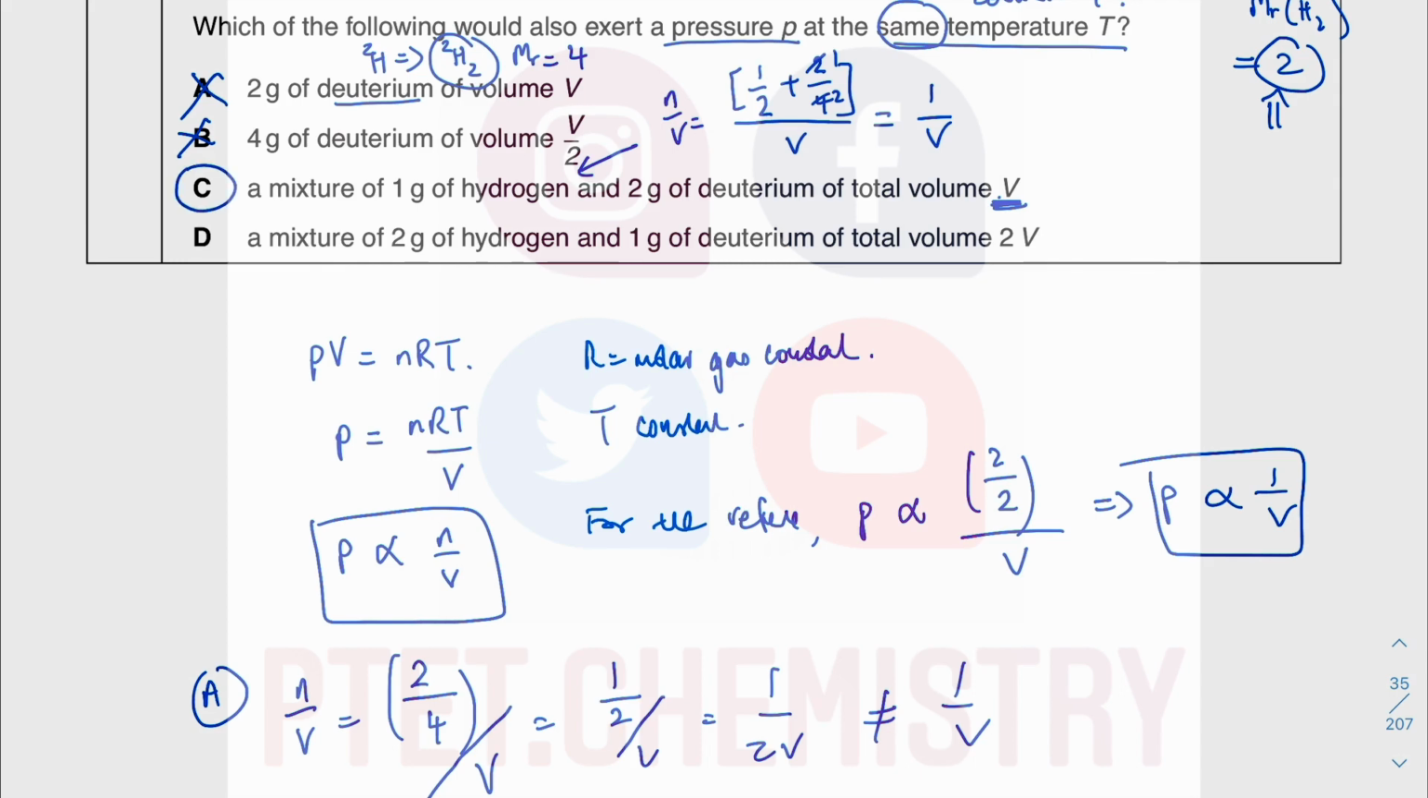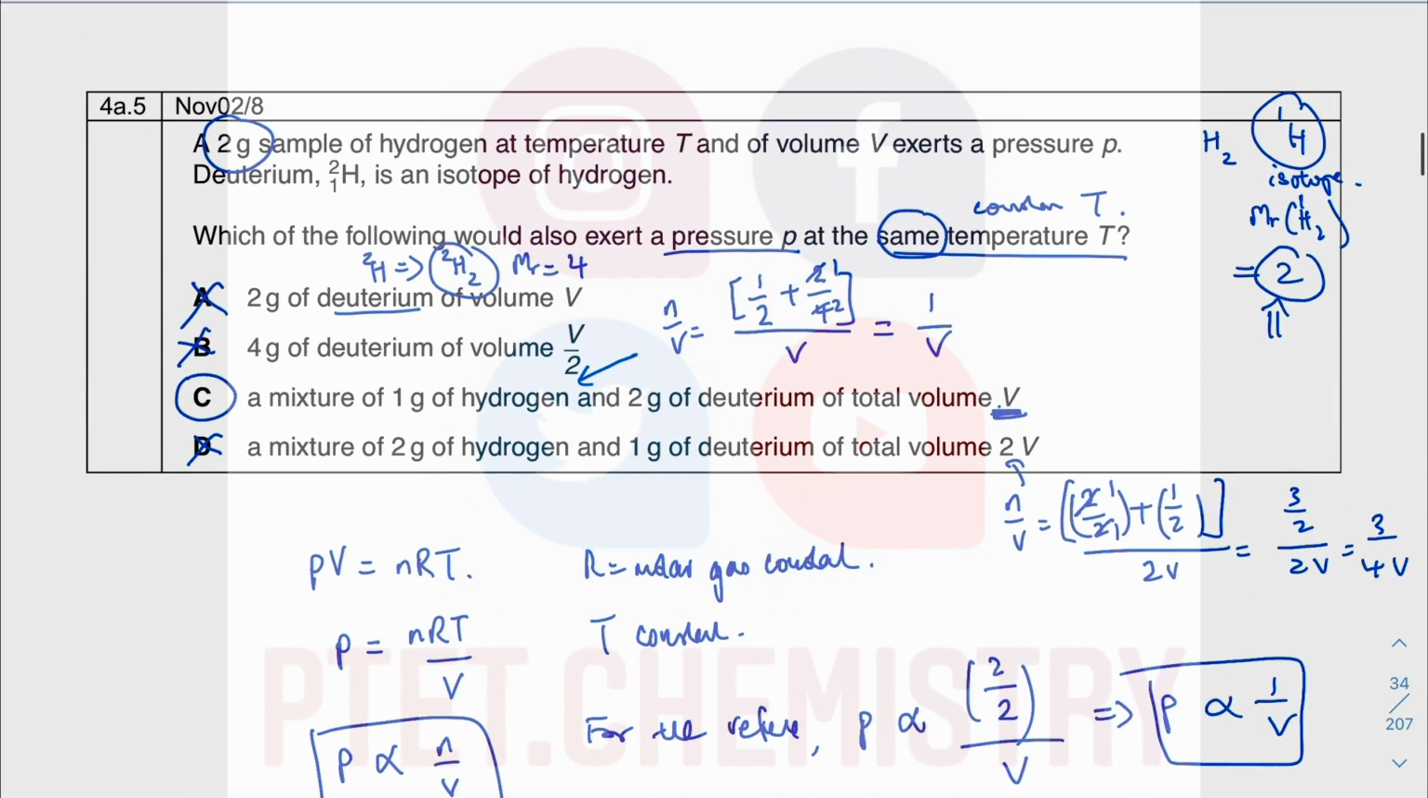And you could very quickly work out why D is not the correct answer. By the time you get this right I don't really need to work out D, but I'll show you why D is incorrect. So 2 over 2 for the hydrogen, 1 over 2 for the deuterium, divided by the volume 2V. 2 over 2 is 1, so there's 3 over 2 over 2V. So there is 3 over 4V. Again, D cannot be the answer.